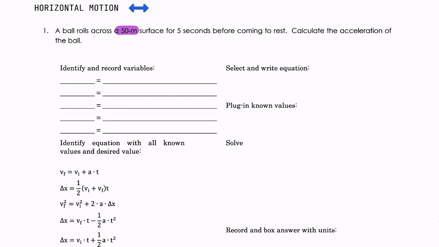I'm told how far the ball rolls, which is 50 meters, the amount of time, which is 5 seconds, and at the end of its motion, it comes to rest. We're looking to solve for the acceleration of the ball throughout that period of time.